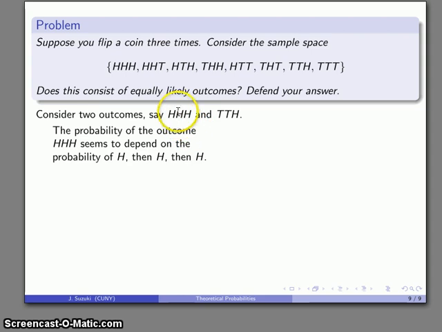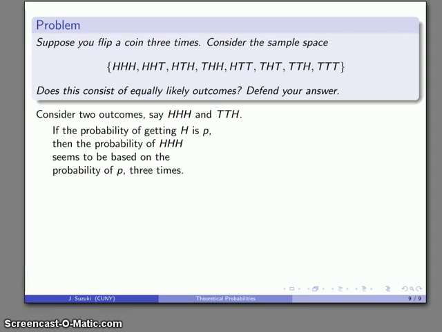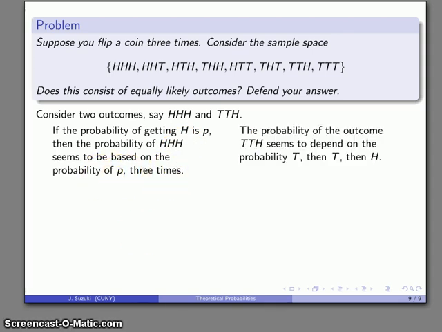Let's consider this outcome, HHH. This is the outcome that we get heads, then heads, then heads. And it seems that the probability of this outcome is going to rely on the probability of getting heads, then heads, then heads. Now, we haven't committed ourselves to what the actual probabilities are going to be, but let's suppose that that probability is P, then the probability of getting this result, heads, heads, heads, is based on the probability of P 3 times. Now let's consider the other outcome, tails, tails, heads.